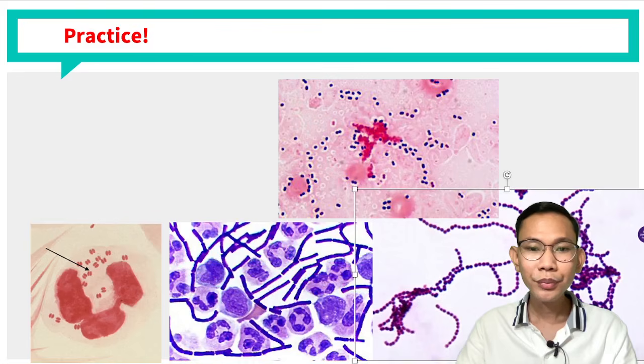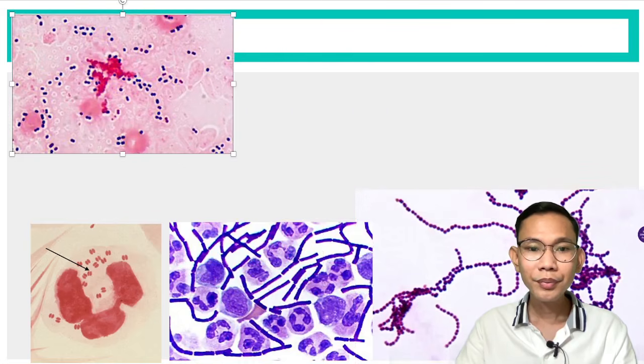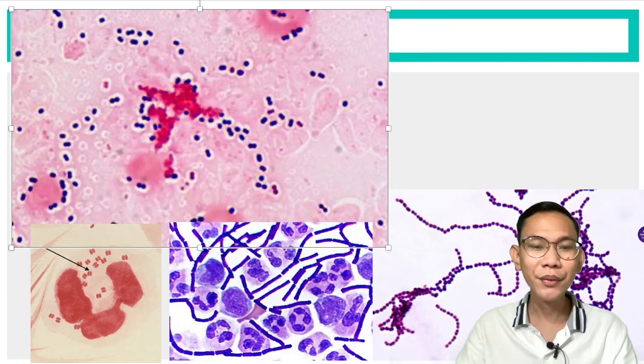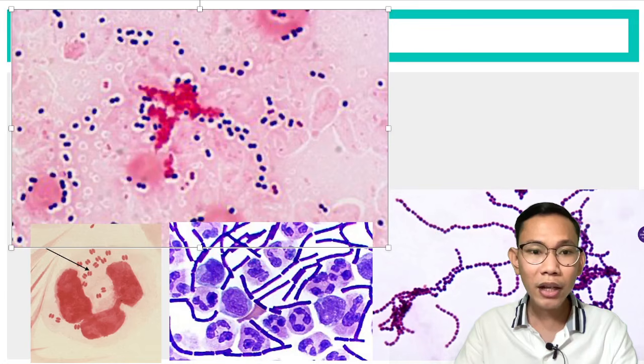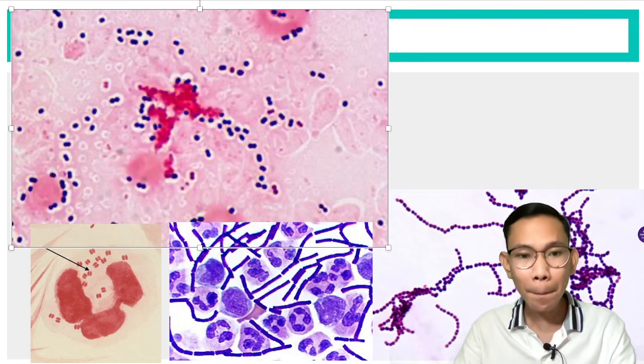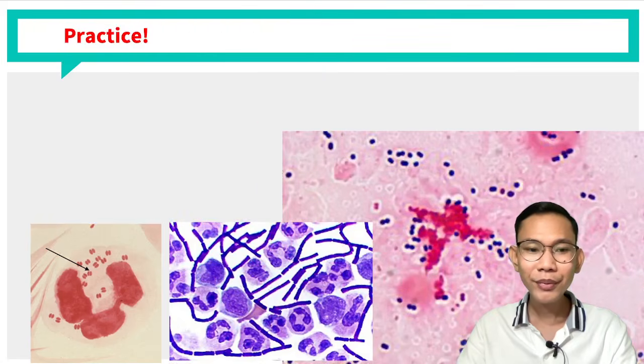Number 2. This one. Is this gram-positive or gram-negative? Again, this is gram-positive. How about is this a cocci or bacilli? Of course, this is a cocci. What is the arrangement? Of course, as what you can see, they are actually in pairs. Look, two cocci side by side, two cocci side by side. So therefore, this is a gram-positive diplococci or gram-positive cocci in pairs. Very good. Number 3.